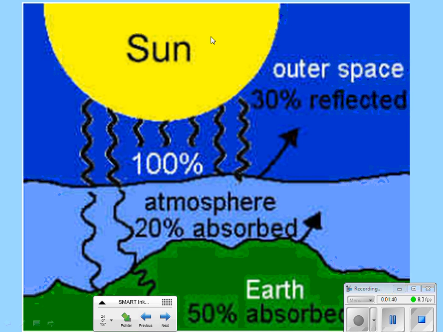So it's just showing you from the sun, 100% obviously comes from the sun, but 30% of that 100% is reflected by the atmosphere. 20% is absorbed into the atmosphere. Remember how we talked about the ozone layer absorbs the UV rays? And then down here on Earth, 50% of the sun's rays are left to be absorbed by the Earth. So 50, 20, and 30 all add up to that 100% that comes from the sun.